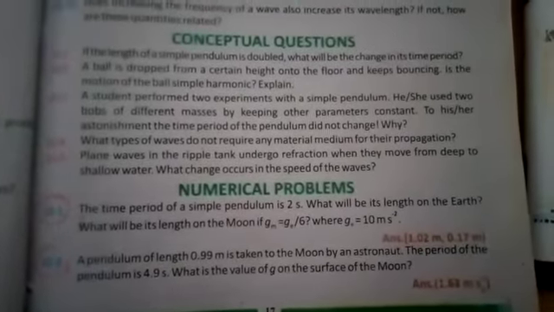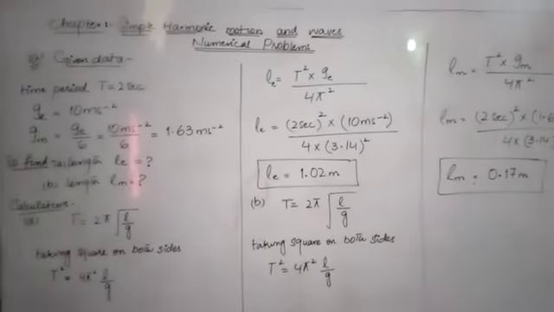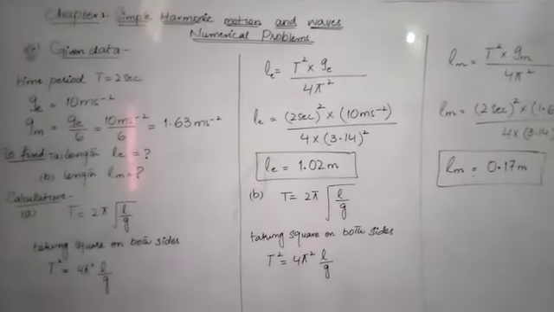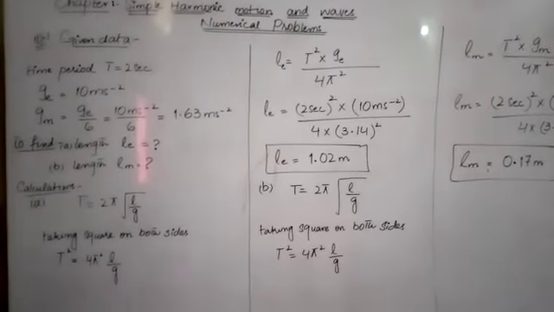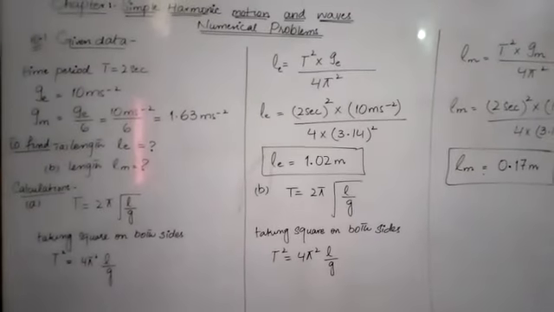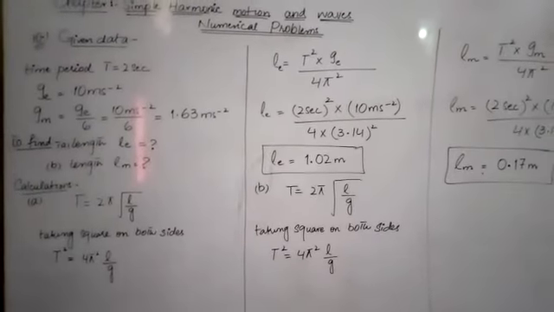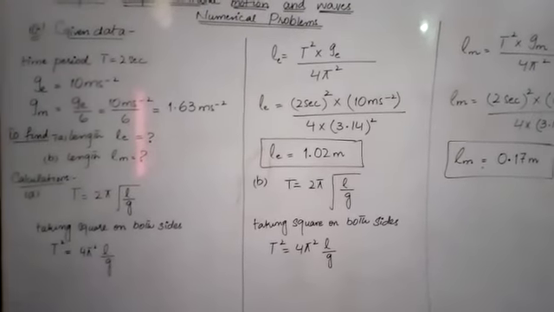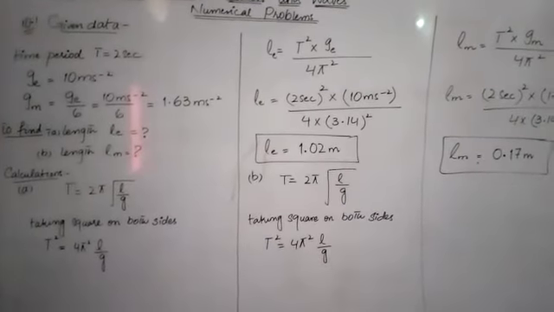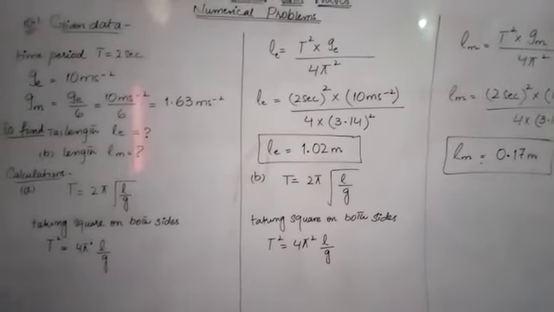Here we will use the formula of time period of simple pendulum. T is equal to 2 pi under root L over g. The solution of first numerical 10.1. The given data in question, the time period is 2 seconds. Gravitational acceleration on earth is 10 meter per second square. The gravitational acceleration on moon, divided by 6, will be equal to 1.63 meter per second square.